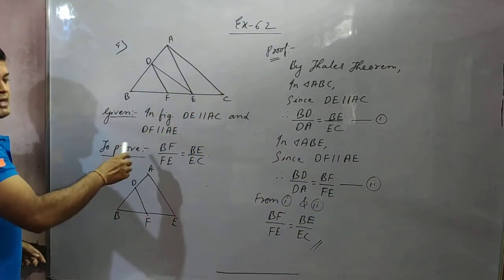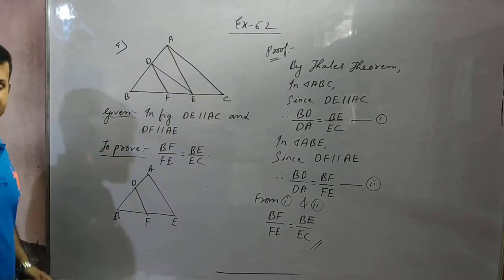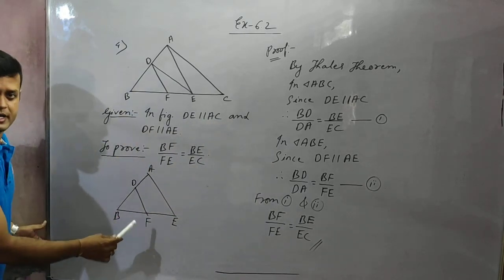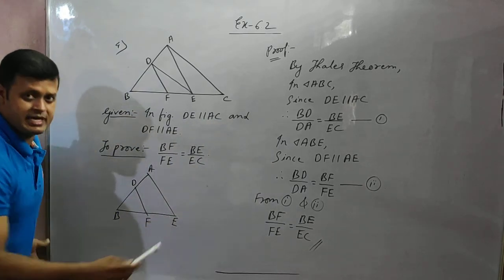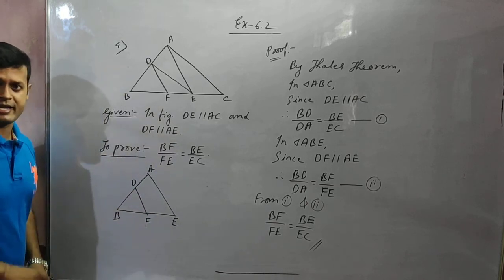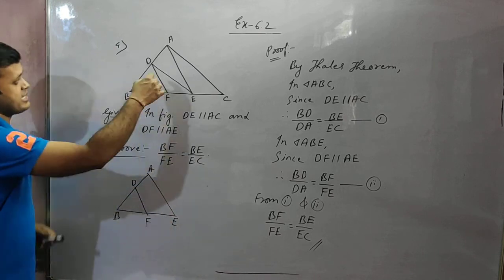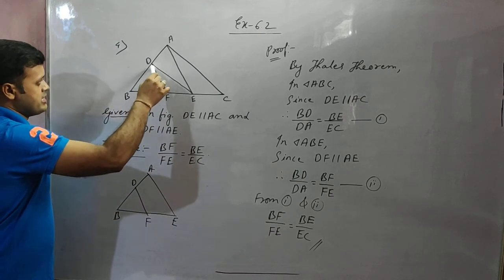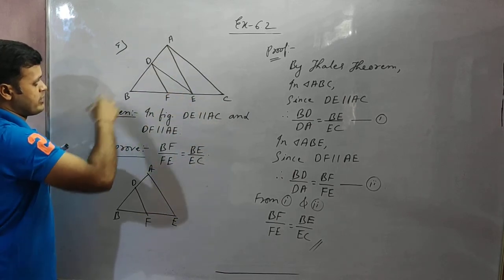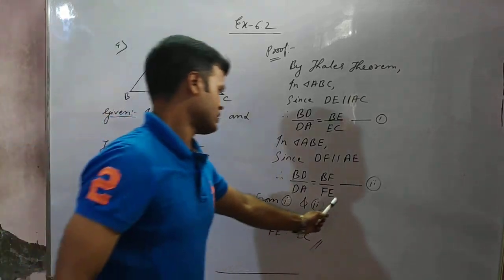If DF is parallel to AE, then what will happen, students? According to this theorem, BD by DA is equal to BF by FE. DF and AE are parallel, therefore we can write BD by DA is equal to BF by FE. That is what I wrote here.